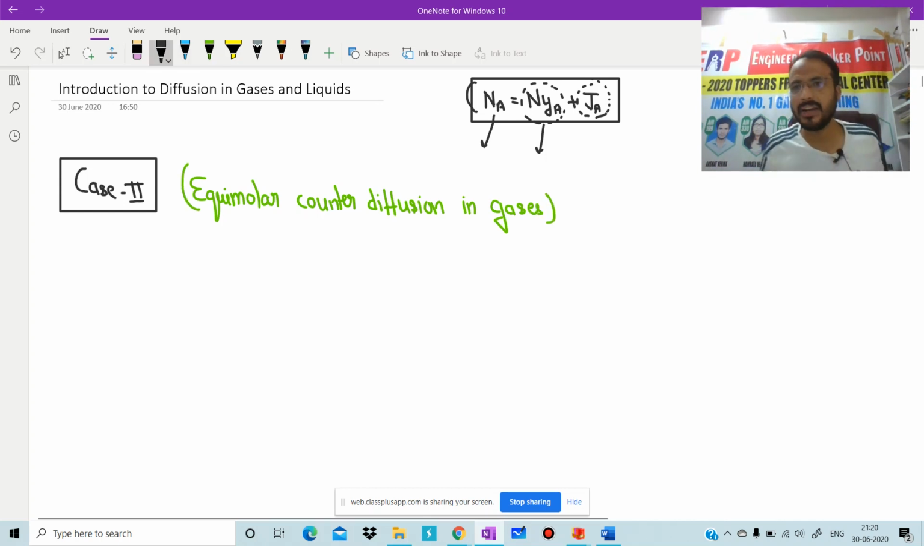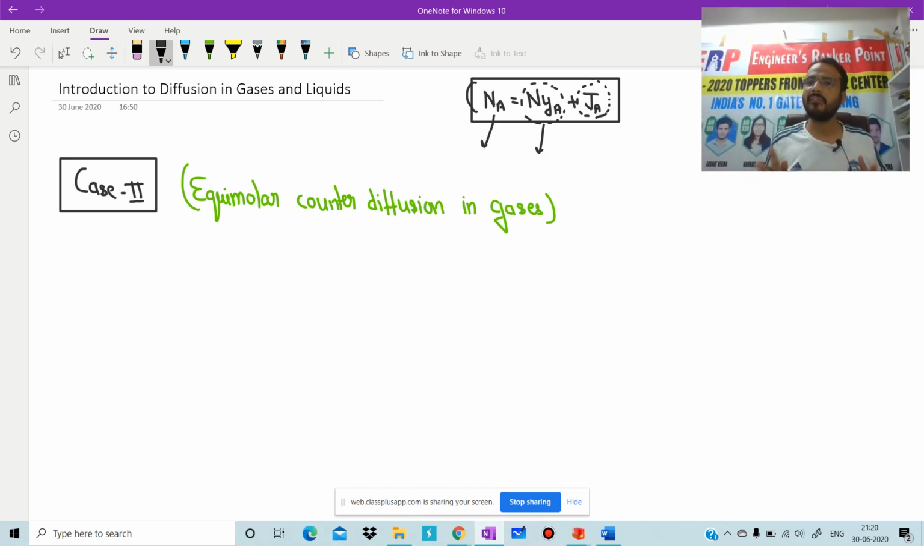As from its name, it is very clear. One word, equimolar. It means equal, 50-50. Counter means opposite direction. Diffusion means going to diffuse. It means in both directions, it should be equal.